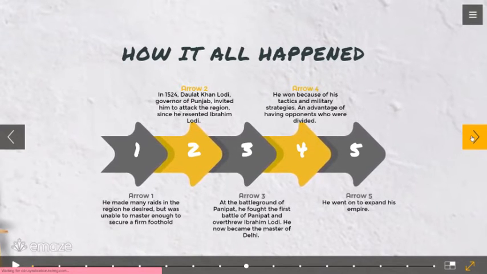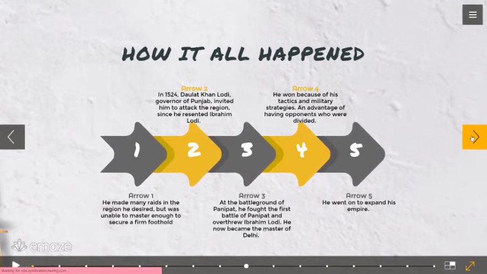Now, when did he get his golden opportunity? In 1524. And how was it? It was offered to him by the governor of Punjab, who agreed to provide him support in overthrowing Ibrahim Lodi. Daulat Khan Lodi was the governor of Punjab. Okay. Now, how did they fight the battle? He defeated Ibrahim Lodi in the first battle of Panipat. And where did this take place? In the battleground of Panipat.